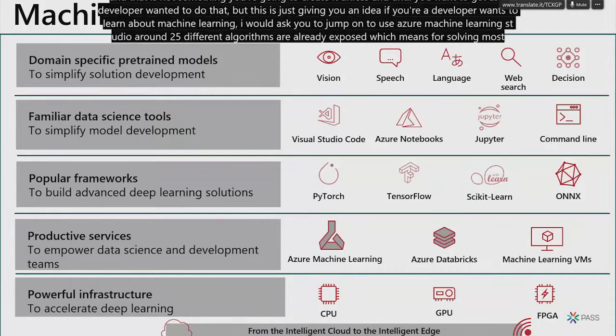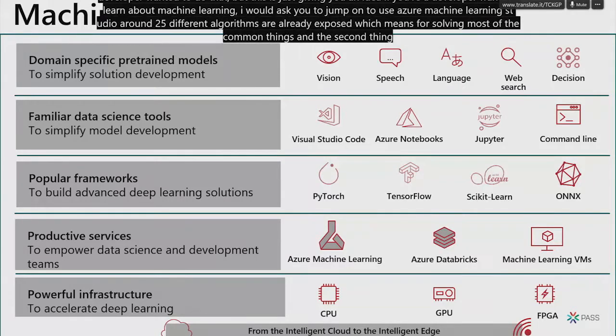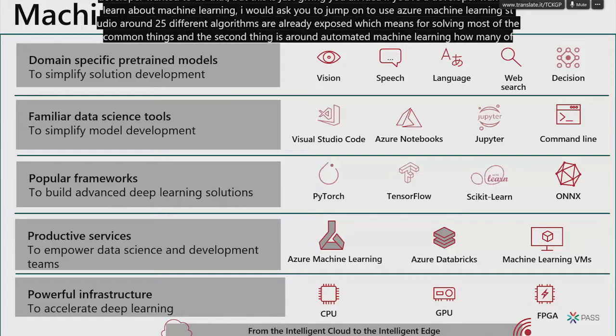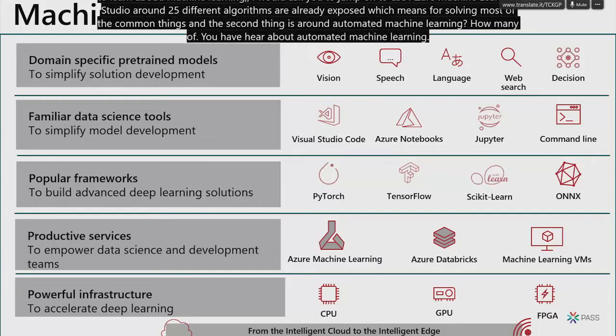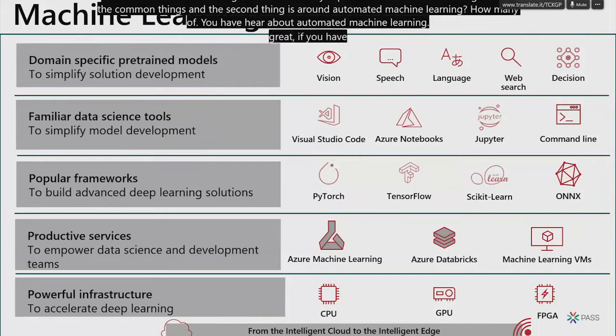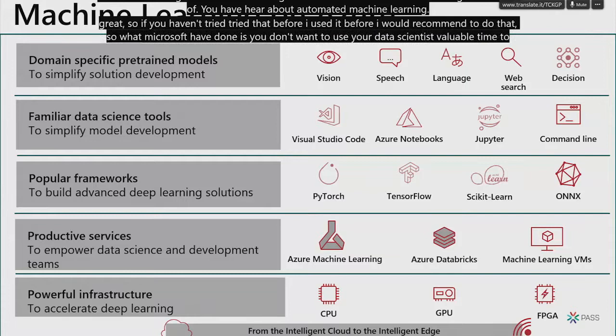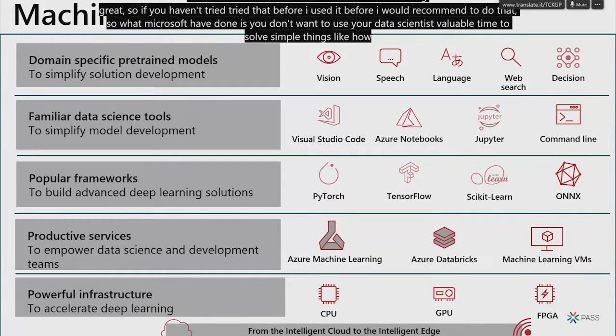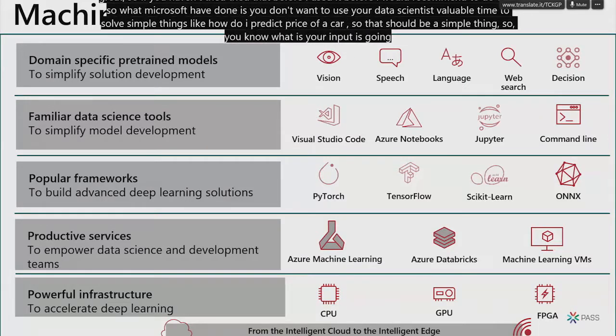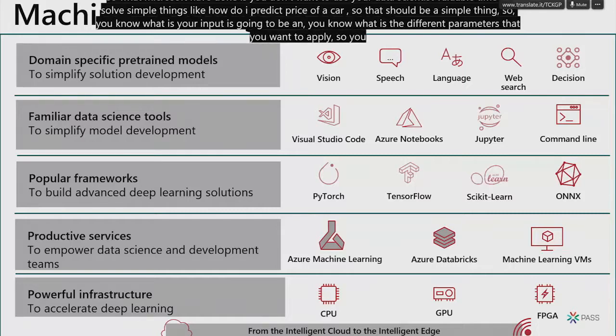And the second thing is around automated machine learning. How many of you have heard about automated machine learning? Great. So if you haven't tried that before, I would recommend to do that. What Microsoft have done is, you don't want to use your data scientist's valuable time to solve simple things like, okay, how do I predict the price of a car? That should be a simple thing. So you know what your input is going to be, and you know the different parameters that you want to apply. So you can easily automate the different models and come up with an optimal model that is going to give you better results.